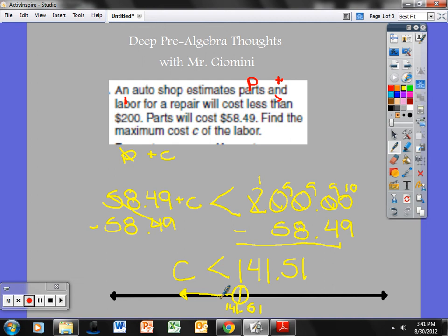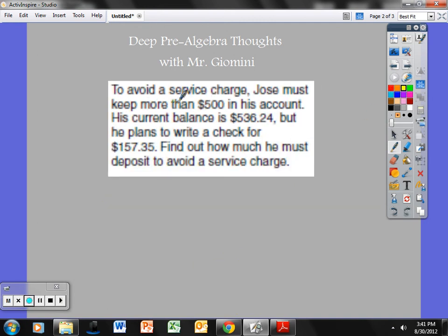Okay, so hope that helps with that one. Let's take a look at another problem. To avoid a service charge, Joe must keep more than $500 in his account. Okay, so that means at the very minimum Joe must have $500. And we know he has to keep more than that, so this side has to be greater than 500.